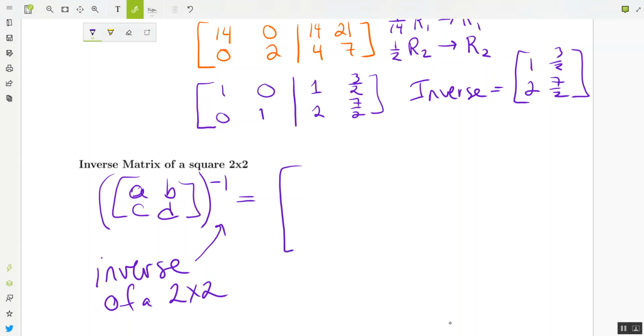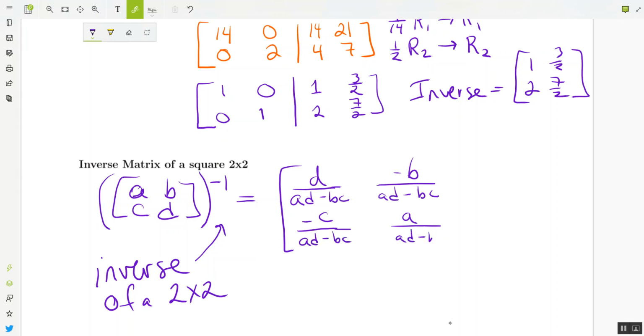So you switch your diagonal. I know that sounds crazy. So D ends up here, A ends up here. You get the opposite of the other diagonal. So I end up with the negative of B and the negative of C. Sorry, I'm having issues. And they're all divided by the same constant. That constant is always AD minus BC.